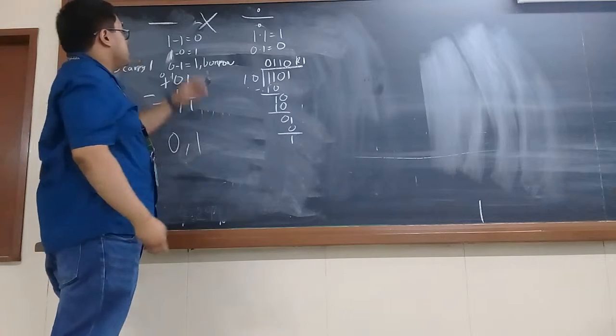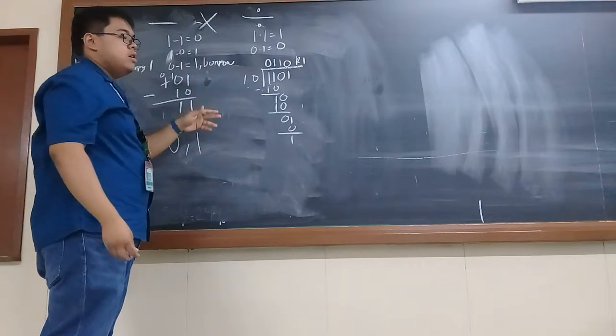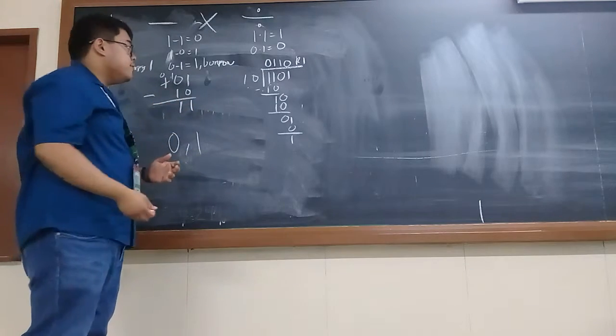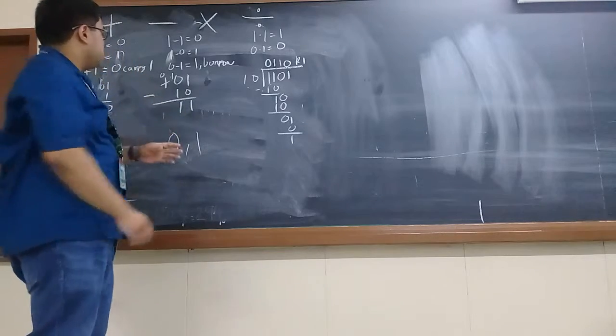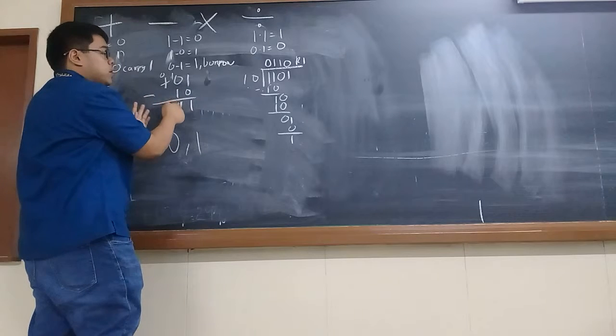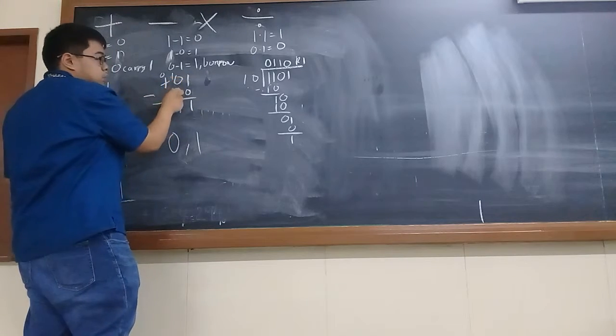Just like decimals, 1 minus 1 becomes 0, but 1 minus 0 is 1. But what happens if you do 0 minus 1? Well, just like with decimals, you have to borrow from the adjacent digit. What do I mean? Take a look at 101 minus 10. 1 minus 0 still becomes 1, but 0 minus 1 cannot be.